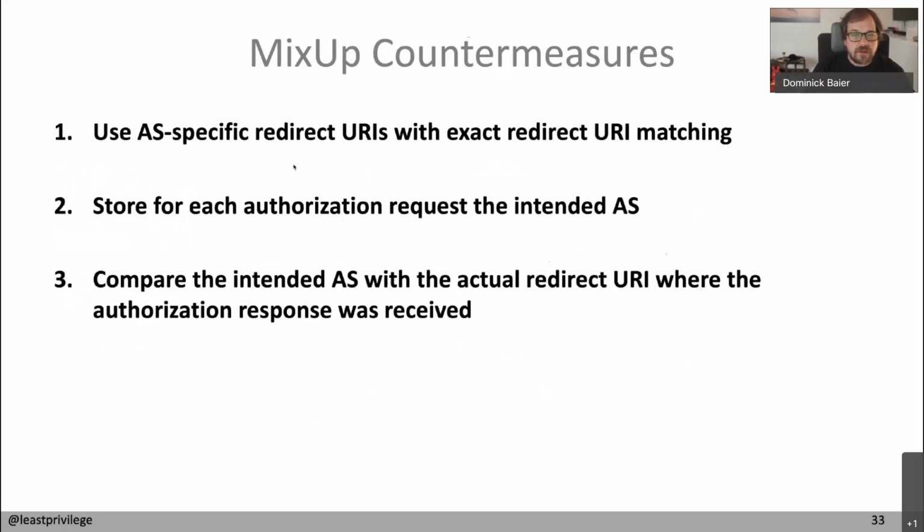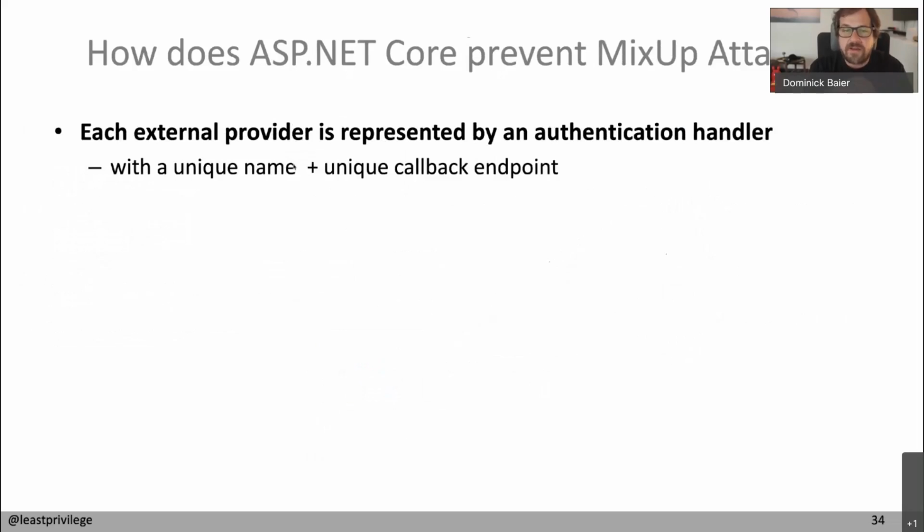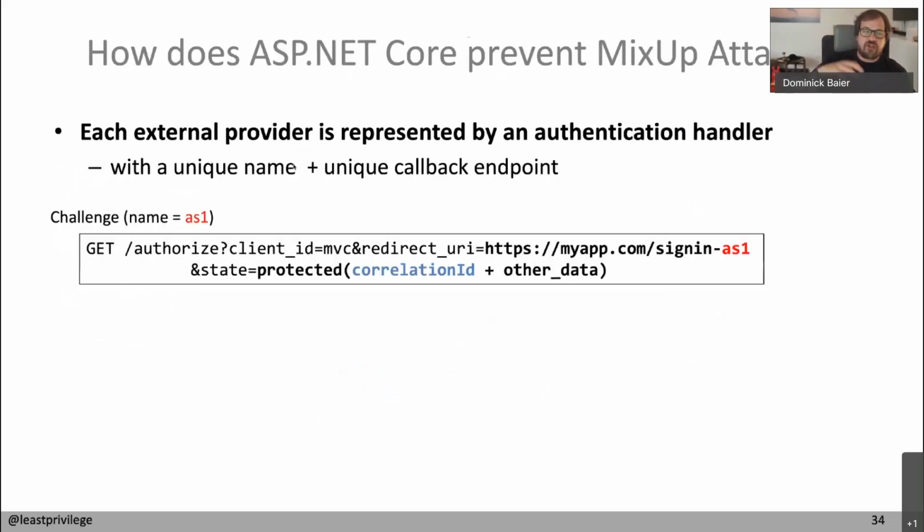Now, the good news is, if you're using ASP.NET Core, then you are secure by default, and the way they prevent the mix-up attack is by giving each external provider a unique name and a unique callback URL. Okay, and what they do basically when they generate the authorize request, you see that they come up with a random number, which they call the correlation ID, and they encrypt and sign that with the data protection API in ASP.NET Core, and then drop a cookie, which has the format of correlation.authorization server name.correlation ID, which is the random number they just created.